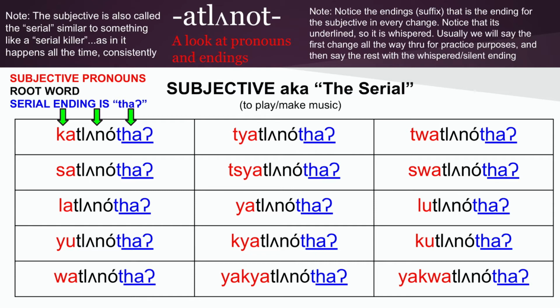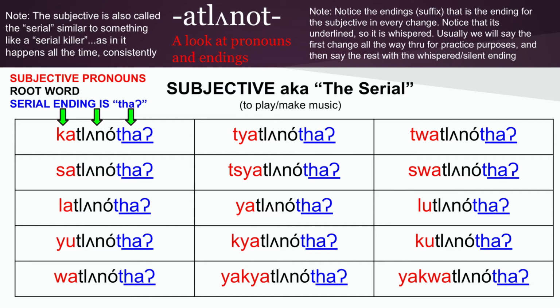The next part is the root word, okay? But remember that the first letter and the last letter of the root is shared between the pronoun and also the ending. So it's the same, but it's essentially shared. You don't have to worry too much about what that means, but just know that the root word is in black, but the first and the last letter are shared with the pronoun and the ending. Okay? And then what's highlighted in blue is the serial ending, which is ta, T-H-A.